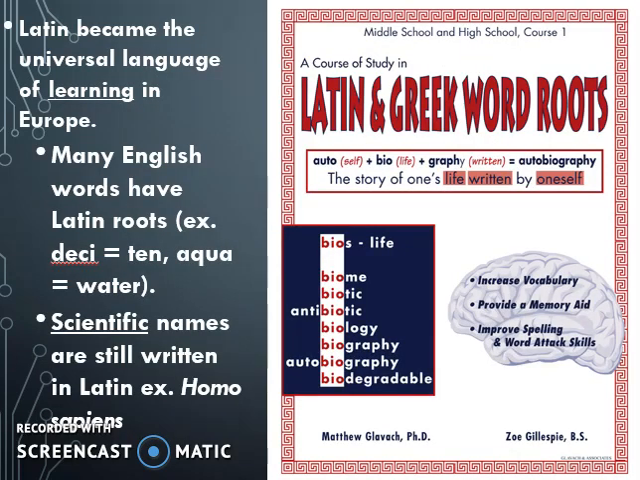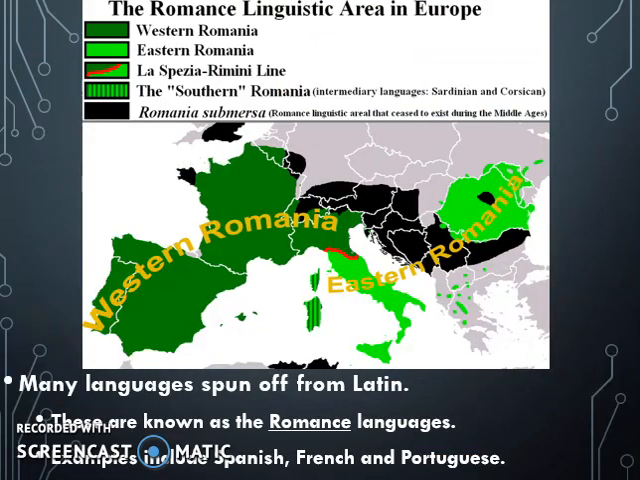So Latin became the universal language of learning in Europe. Many English words have Latin roots. For example, deci, meaning 10, aqua, meaning water. Scientific names are still written in Latin. For example, Homo sapiens. So Latin had a huge influence. If you are studying for the SATs, they have you really study Latin roots, because a lot of words in English, you can figure out what they mean just by understanding the root of the word, which comes from Latin. So at some point you will study a lot of Latin roots, if you haven't already.